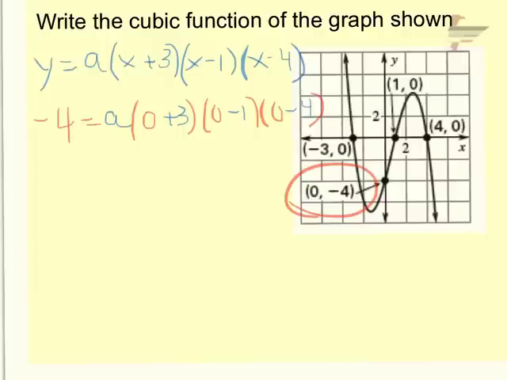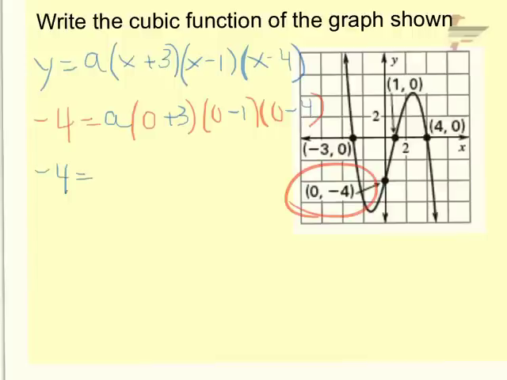Alright, so I did a little bit of work. I set up my equations again. I know it crosses at -3, so the factor is x plus 3. Crosses at 1, so the factor is x minus 1. Crosses at 4, so the factor is x minus 4. Then I took the random other point that's not an x-intercept, and I plugged -4 in for y and 0 in for all of the x's. And then I'm going to simplify from there.